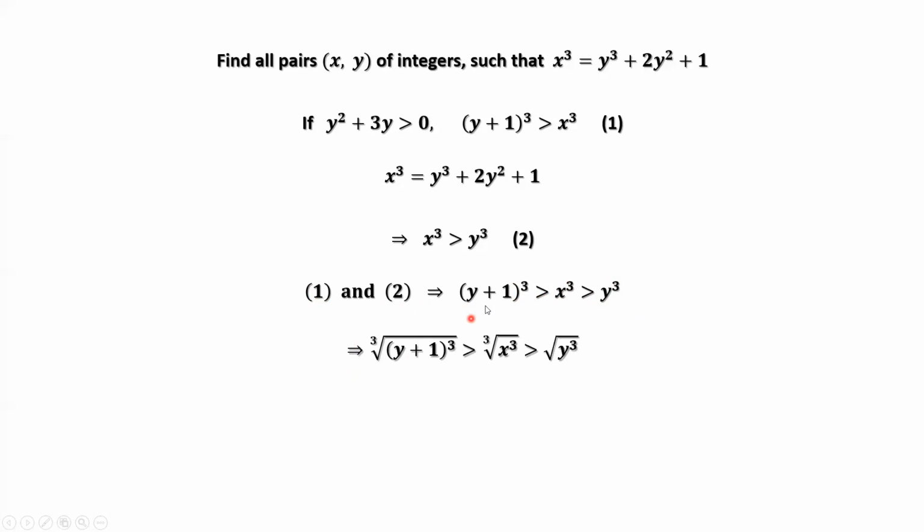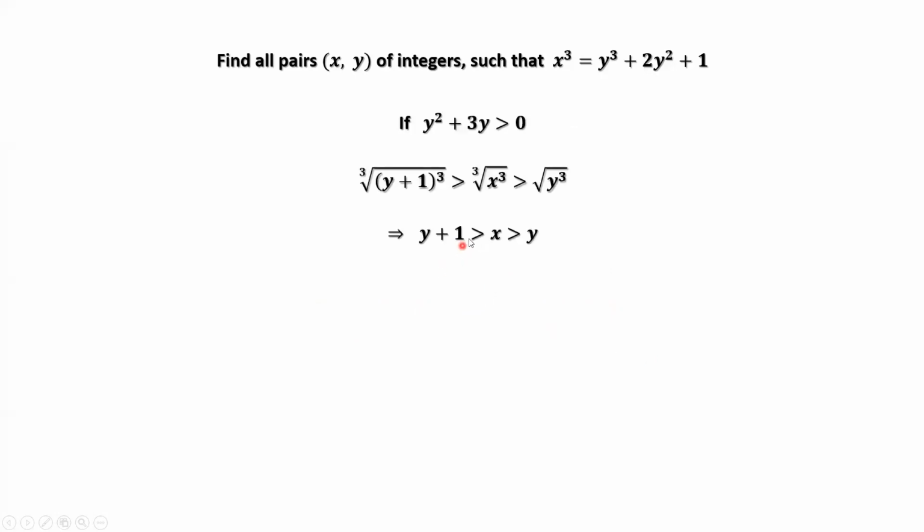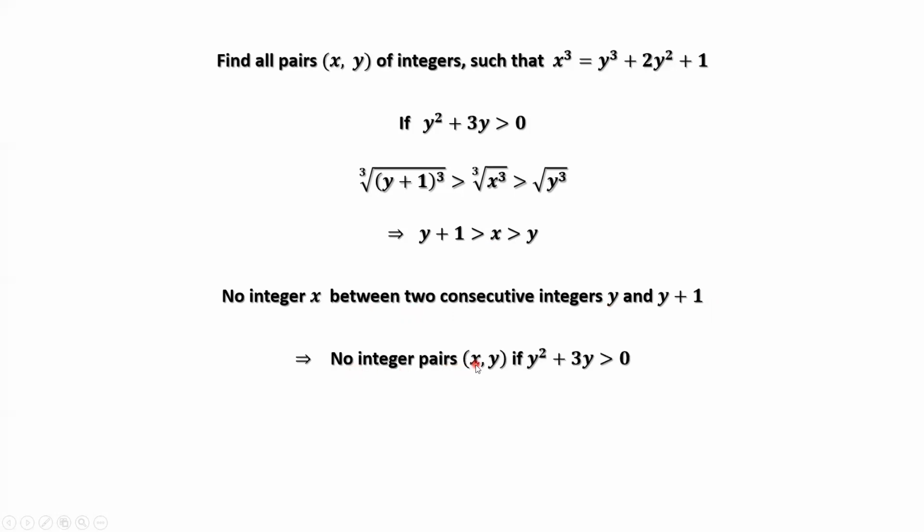Taking the third root on all three parts, then we have y plus 1 is bigger than x. It's bigger than y. Here, x and y are integers. y and y plus 1 are two consecutive integers. x is an integer. x is between the two consecutive integers. It is impossible. There is no integer x between two consecutive integers, y and y plus 1. Therefore, no integer pairs x, y satisfy this condition if y squared plus 3y is bigger than 0.